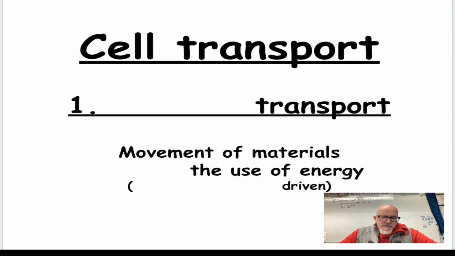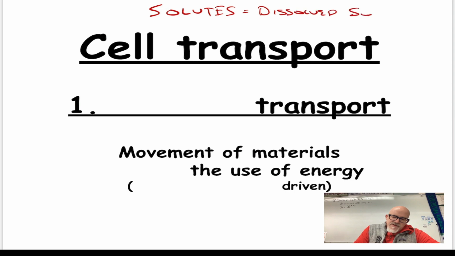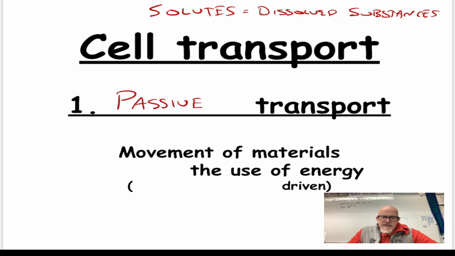But today the focus is on general cell transport of the solutes. Yesterday was about osmosis, which is the solvent, the water moving. Today is more about the solutes, which, remember, are the dissolved particles, the dissolved substances. We basically break it down into two types. Type 1 is what we call passive transport. Passive transport is the movement of materials without the use of energy. No energy is required.